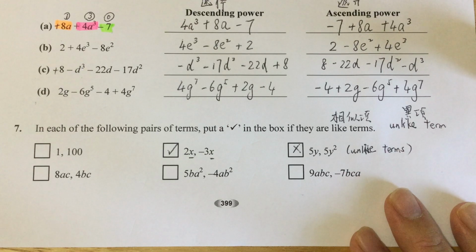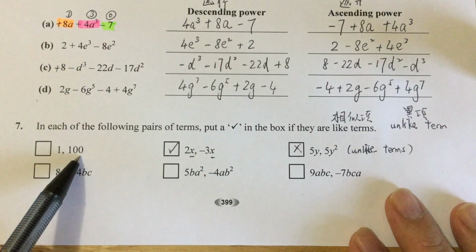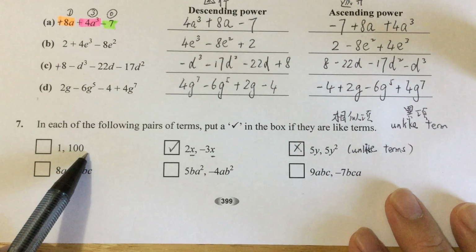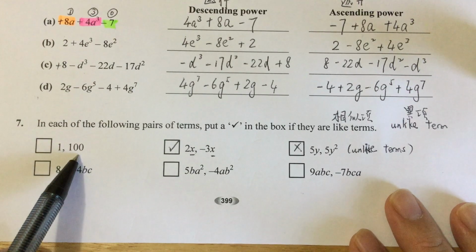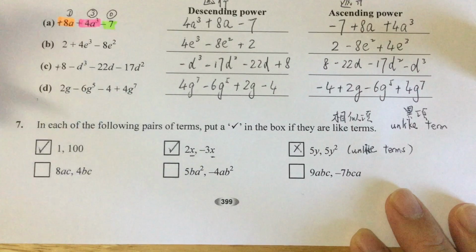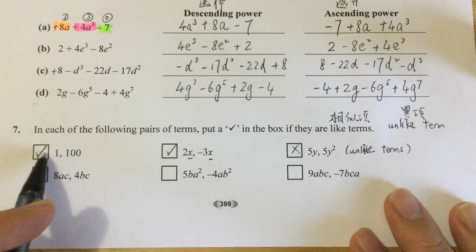Okay, now we will check the answer for you all. Let's look at this one: 1 and 100. Do you find any unknowns for both of them? The answer is no. We do not have an unknown for 1, and we don't have an unknown for 100. That means they are like terms, because both of them do not have any unknown.